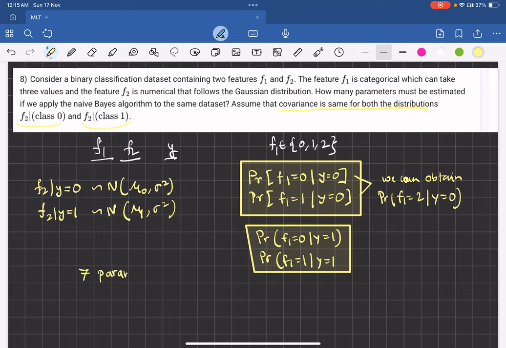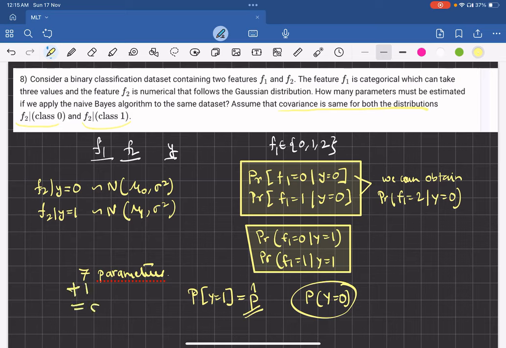Okay, seven parameters. Now, apart from this, we also need to estimate the probability that y is equal to 1, right? We usually denote it by p hat, okay? Because once we have this, we can obviously obtain the probability y is equal to 0. So this can be easily obtained. So p hat is also there. So 7 plus 1, which is equal to 8 parameters in total. Okay? So the answer is 8.